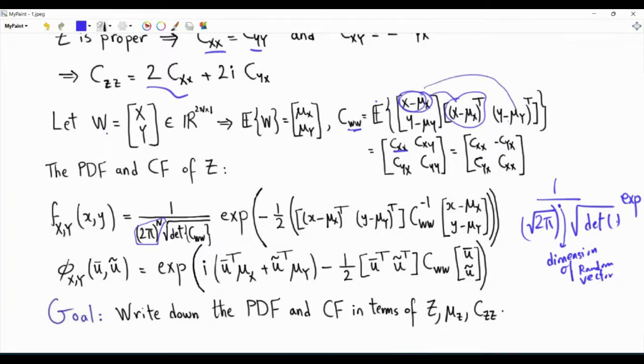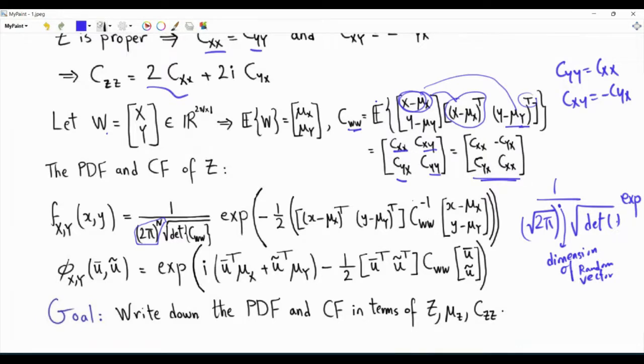X minus its mean vector times y minus its mean vector transpose, apply expectation, that's Cxy. And then here we get Cyx, and here we get Cyy. This is the general case, but we are interested here in a complex valued random vector that is proper, which means that the x vector and the y vector satisfy these two relations, that Cyy is equal to Cxx and Cxy is equal to minus Cyx. So we can write down the covariance matrix Cww just using the matrices Cxx and Cyx.